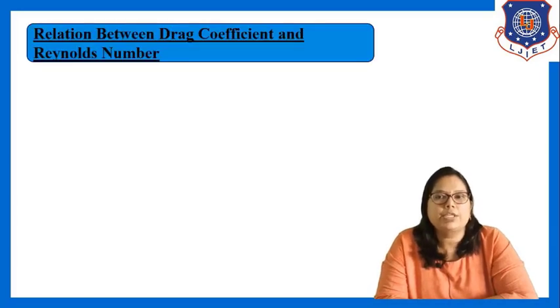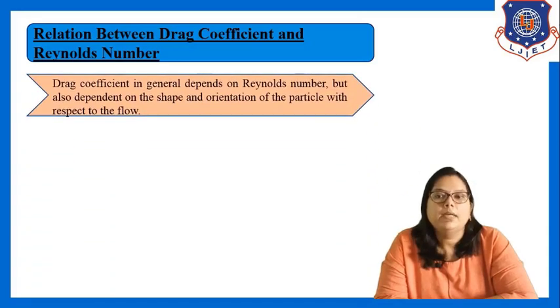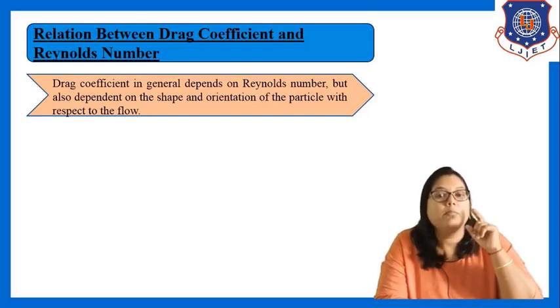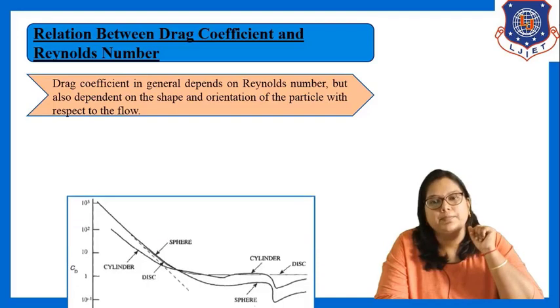Now let us see the relation between drag coefficient and Reynolds number. In general, drag coefficient depends on Reynolds number, but it also depends on the shape and orientation of the particle with respect to the flow.